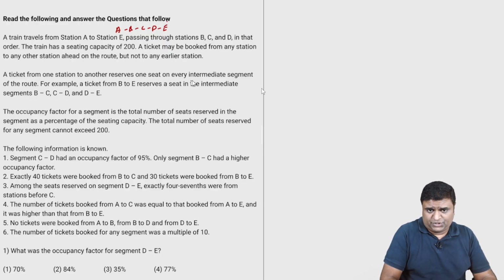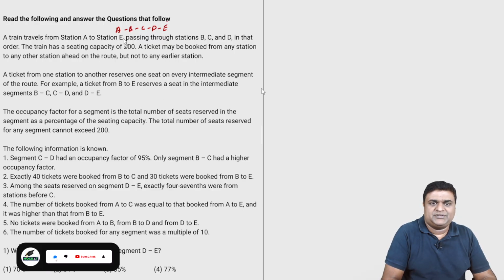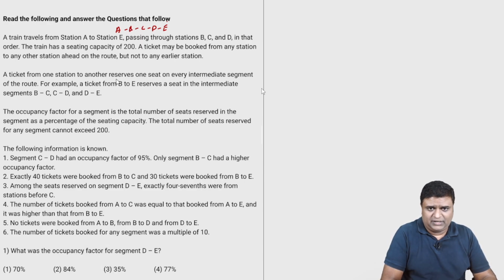A ticket from one station to another reserves one seat on every intermediate segment of the route. For example, a ticket from B to E reserves a seat in the intermediate segments B-C, C-D, and D-E. So B to E is going to be some number of tickets, right? 10 people are buying, so they're going to be traveling the BC segment, CD and DE. How else will you go from B to E?